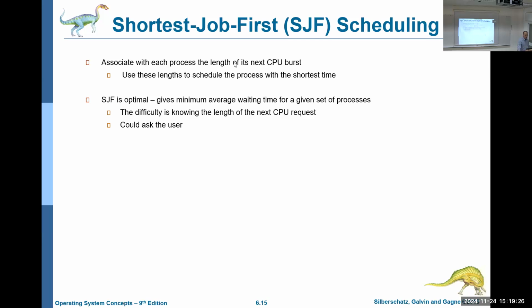We associate each process with the length of its next CPU burst. We use these lengths to schedule the process with the shortest time. There are just many problems here. One problem is, how in the world are we going to know the next CPU time? Secondly, we're going to have a starvation problem. Now, let me just finish before the question. SJF is optimal. It gives the minimum average wait time for a given set of processes.